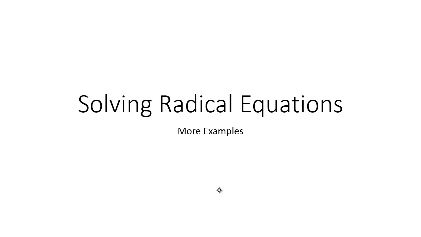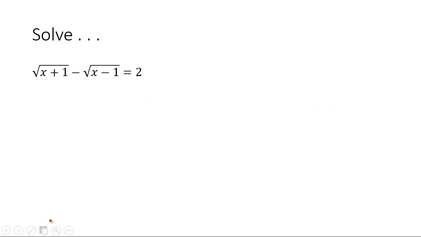This lesson will give some more examples of solving radical equations. In particular, the more complicated examples are when you have two roots and you have something else as well. If there's just two roots, then you can separate them, get each to one side, and square both sides. That's nice and easy. But when you have three terms, two of them roots, it's a bit more complicated.